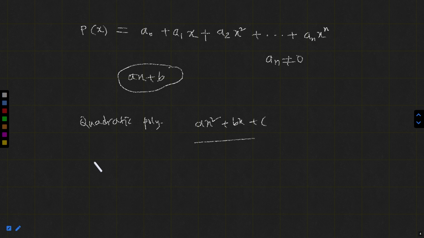Then cubic polynomial. You have also studied cubic polynomials. What does cubic polynomial mean? A polynomial with degree 3 is called a cubic polynomial. The general form of a cubic polynomial is ax cube plus bx square plus cx plus d, where a, b, c and d are real numbers and a should not be equal to 0. Then this polynomial is called a cubic polynomial. Students, you have already studied about them.